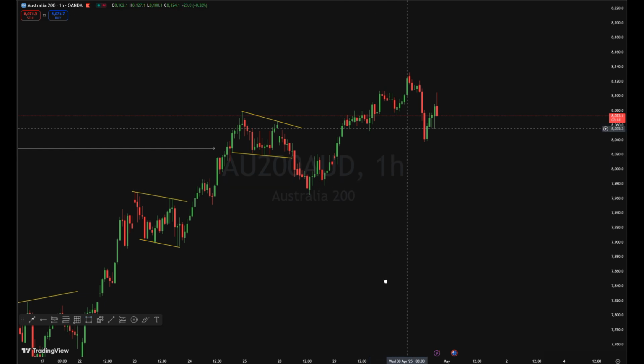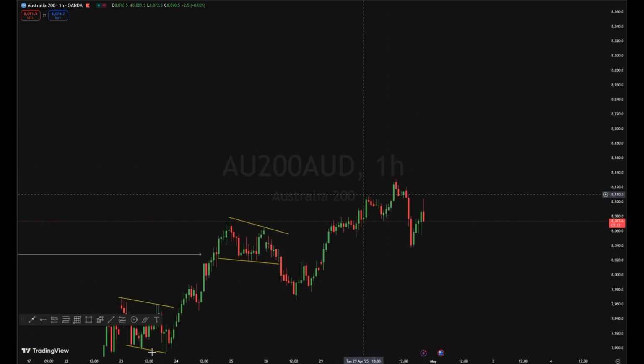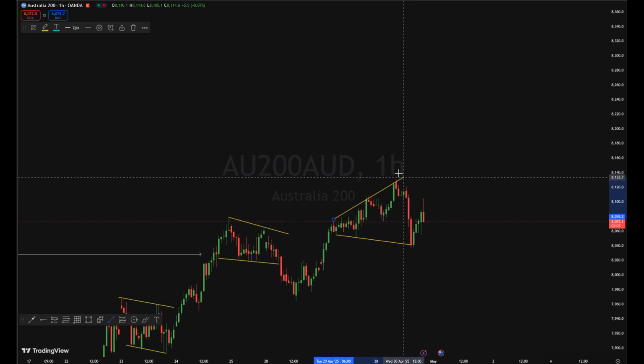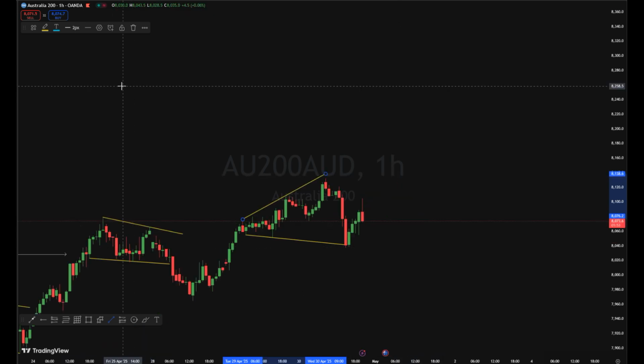Okay, and then right here, guys, we had a 1, 2, 3 structure, which is our expanding channel. Expanding channel, upper 2 highs. Okay, and then zooming in, guys, let's go straight to the 5 minutes.